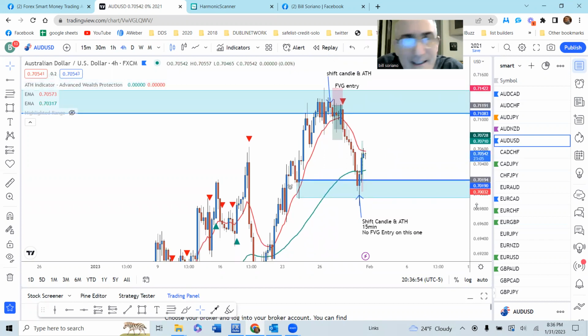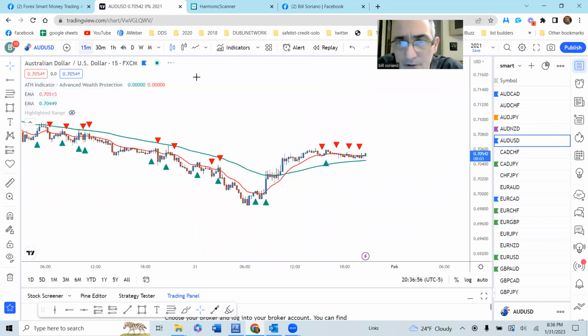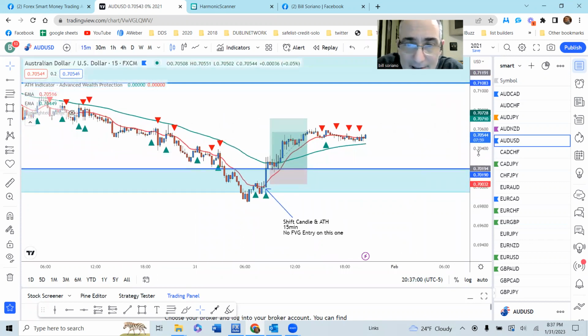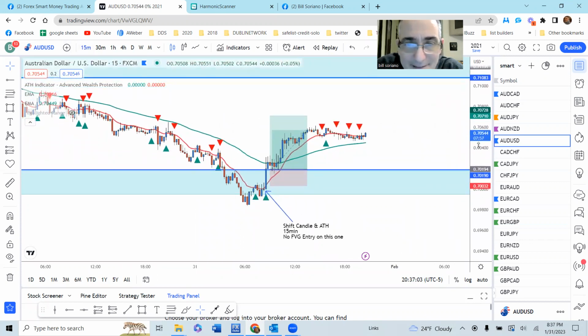So what we were looking at here was, if we drop down to the 15-minute chart, and again, I don't like the 15-minute chart to get my confirmations, but I looked at it here, and what we saw was we got the ATH right here at 8:30 in the morning. 8:30 this morning, this nice ATH came out, right?